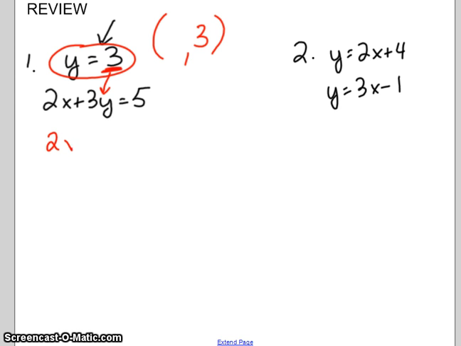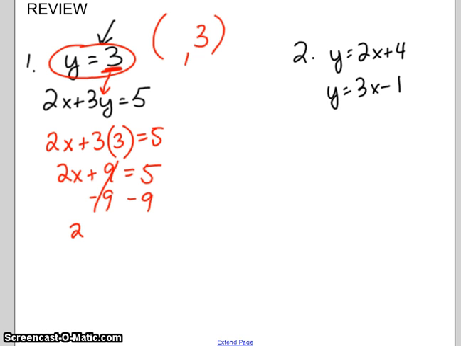So now we have 2x plus 3 times 3 equals 5. Let's simplify this. 2x plus 9 equals 5. Solve for x. So get rid of the 9 first. And we have 2x equals negative 4. Divide by 2. And we get x equals negative 2. So here's our answer, negative 2, 3.